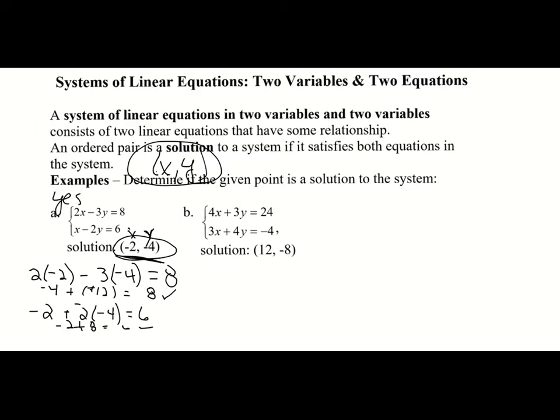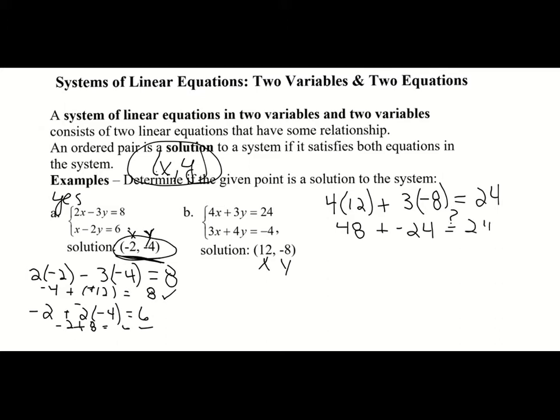Let's take a look at B. Now our x is 12 and our y is -8. So I am going to do 4 times 12 plus 3 times -8. And we're going to see, does it equal 24? So we really got to make sure both sides are the same. 4 times 12 is 48, plus 3 times -8 is -24. And then we want to see, again, does it equal 24? And here, 48 plus -24 will give me 24, and that is equal to 24.